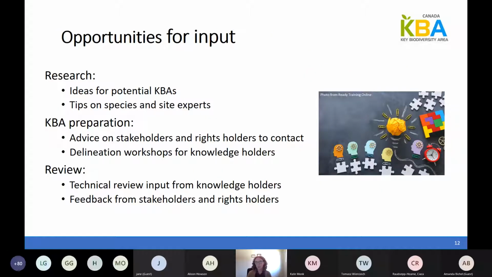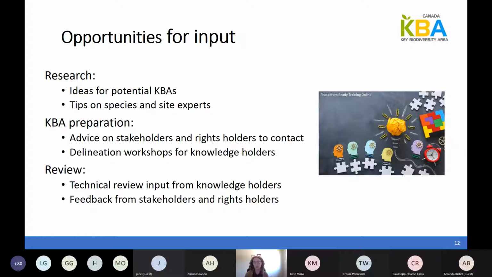So there will be other opportunities for input throughout this Ontario KBA program. During the current research phase that we're in now, we're seeking ideas for potential KBAs and tips on different experts who could help us with species and site data. That's super useful to our process. And in the KBA preparation phase, we're always seeking advice on which stakeholders and rights holders we should contact to make sure that everyone has been notified and has the opportunity to collaborate.